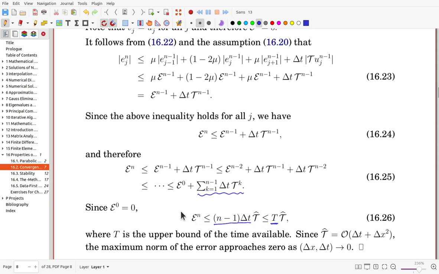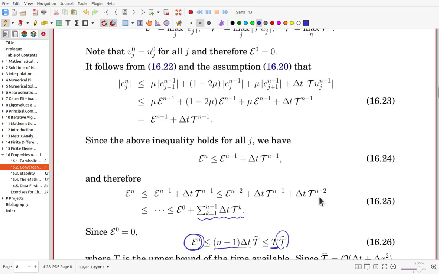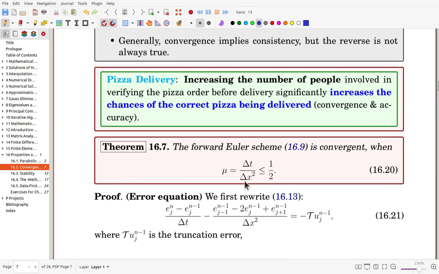So at any level, the maximum norm of the error is bounded by this quantity, which is order of delta t and order of delta x squared. As delta t and delta x converge to 0, this value goes to 0. So the error converges to 0, which means that the scheme is convergent when this condition is satisfied. Okay?